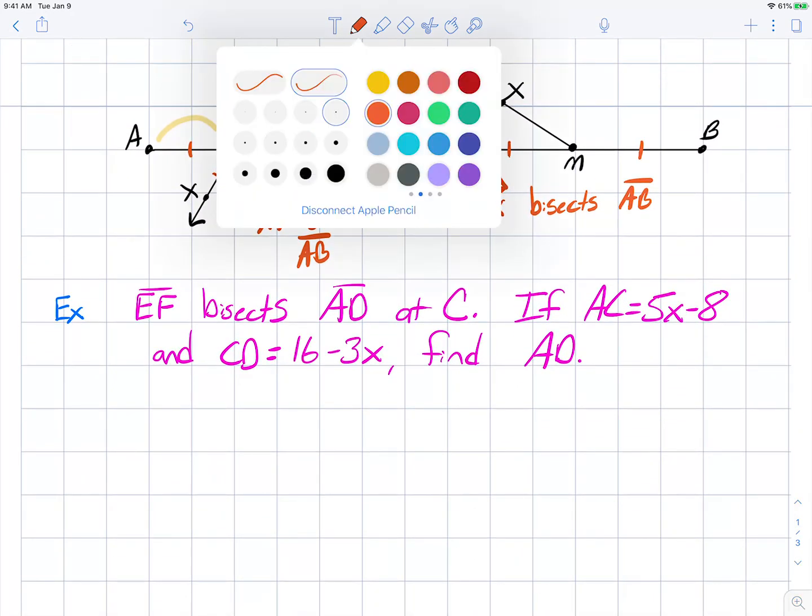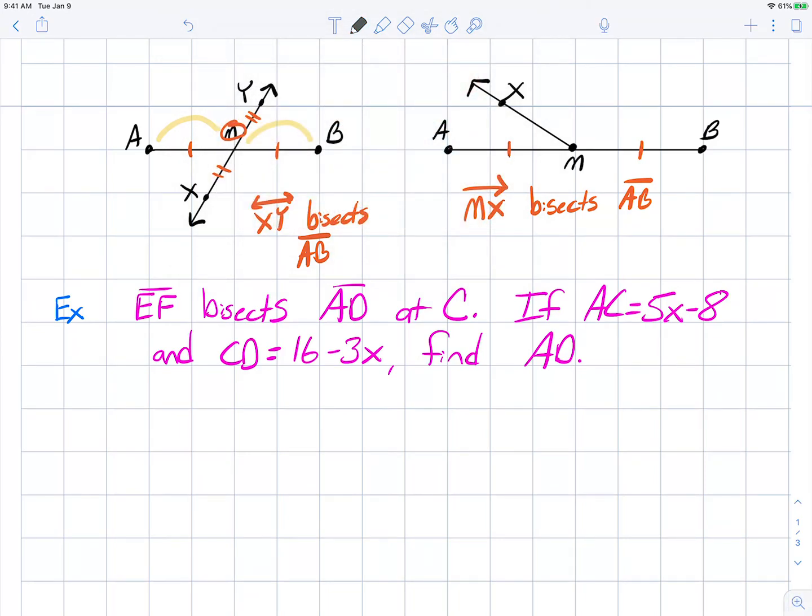Again, draw your picture. So it says segment EF bisects AD at C. So we have segment AD, and somehow there's this segment that's cutting through it, and it is segment EF, and it bisects. So EF is doing the bisecting. It's doing the cutting in half, and it's cutting it half at point C. So right here is going to be point C.